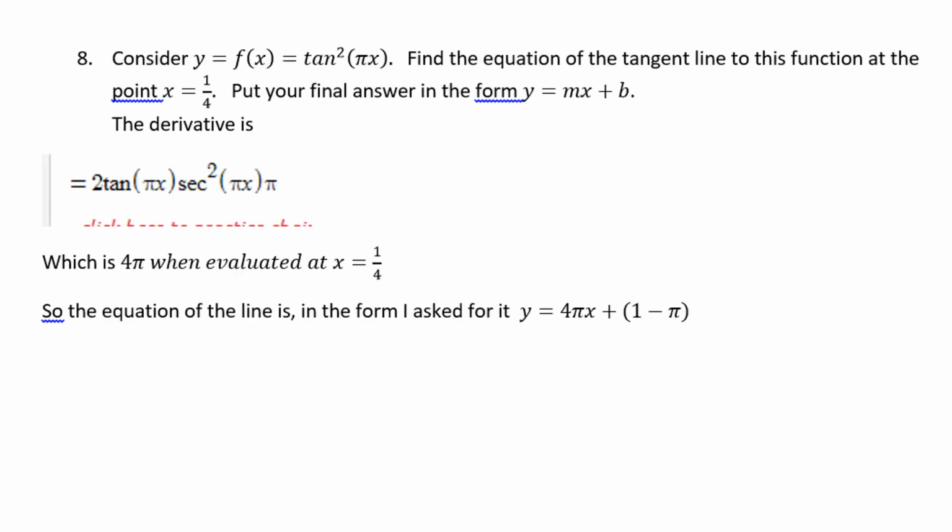Problem 8 is the chain rule. It's the chain rule several deep. So if you got the derivative wrong, it's minus 10.